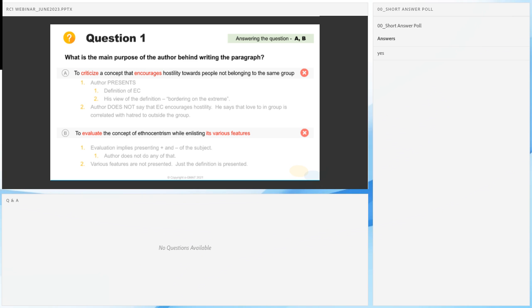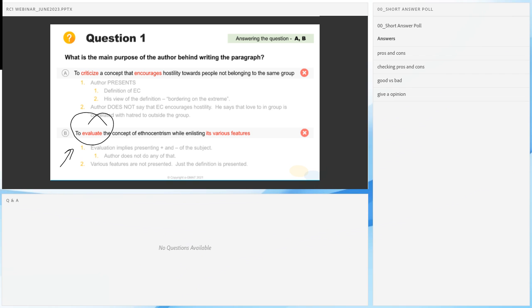Okay. Let's look at choice B, to evaluate the concept of EC while enlisting its various features. What does the word evaluate mean? Evaluate means when you're presenting the positives or pros and cons of something. Does the author present the benefits and the downsides of EC? Does the author say, because of EC, our society has these disadvantages? Because of EC, those are the advantages? No. There's nothing with regards to pros and cons of EC that's put in place.